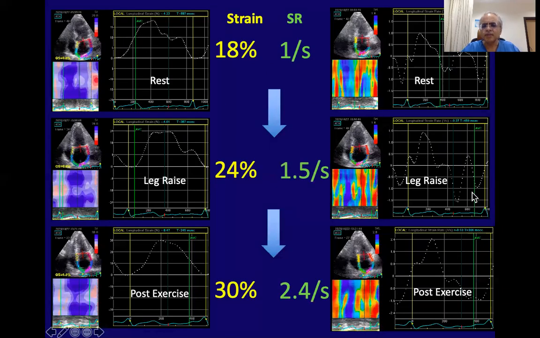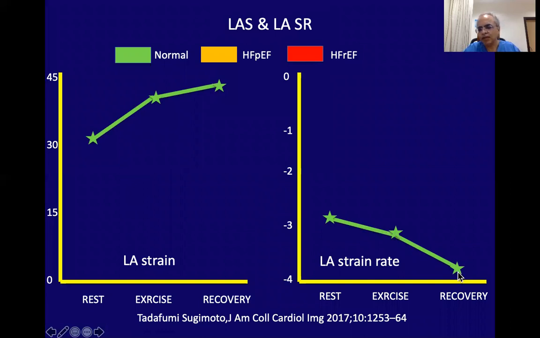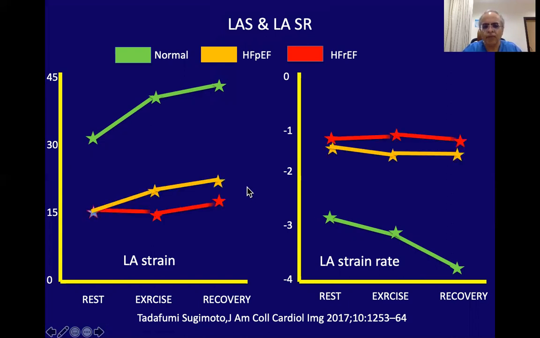Now this has been studied earlier by Dr. Sugimoto and colleagues, and what they find is that from rest to exercise to recovery, in normal subjects, the LS strain keeps on increasing. That means it becomes more negative from rest to exercise to recovery. However, in patients with HFpEF and with HFrEF, there is a blunted response. There is no increase in the LS strain from rest to exercise to recovery.